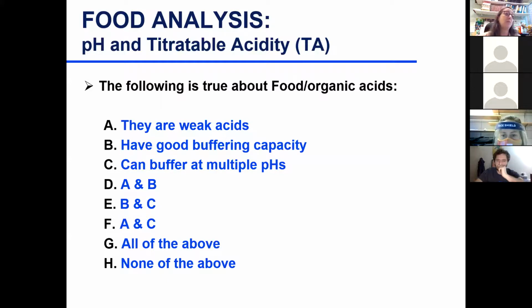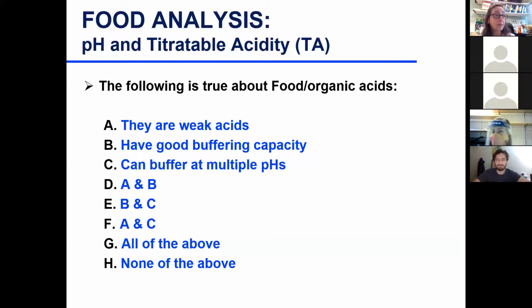Anybody remember that from maybe organic chemistry? Aha, yes. Thank you. Complete dissociation in water. So strong acids dissociate. That means you will find H+ and the rest of the acid, whatever it is. If it's HCl, in water it would be H+ and Cl-, completely dissociated.